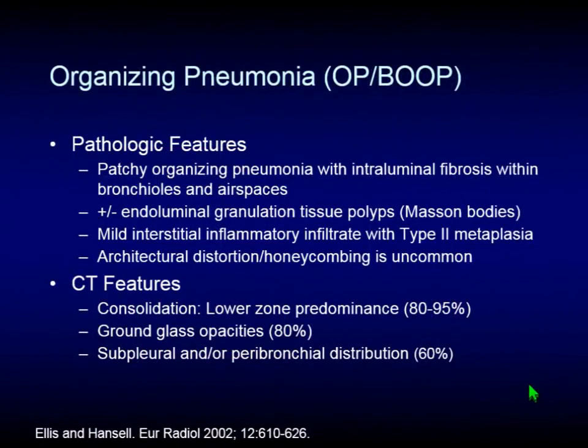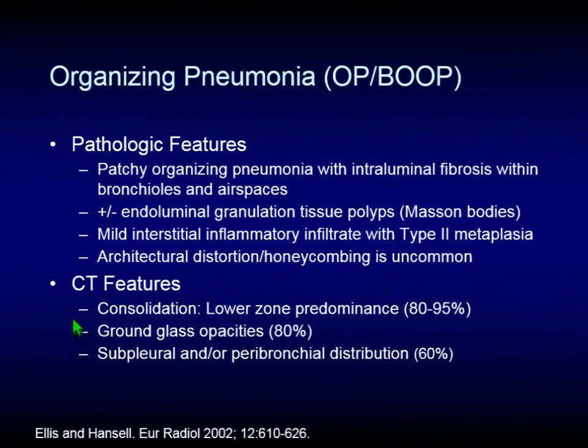So with organizing pneumonia, the pathology is patchy organizing pneumonia with intraluminal fibrosis involving the bronchioles and air spaces. There are often endoluminal granulation tissue polyps or Masson bodies, and there may be some interstitial infiltrates or inflammation associated with this as well. Honeycombing and architectural distortion associated with fibrosis is not very common with organizing pneumonia.